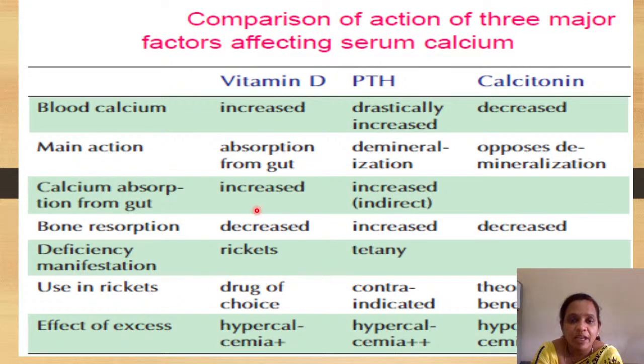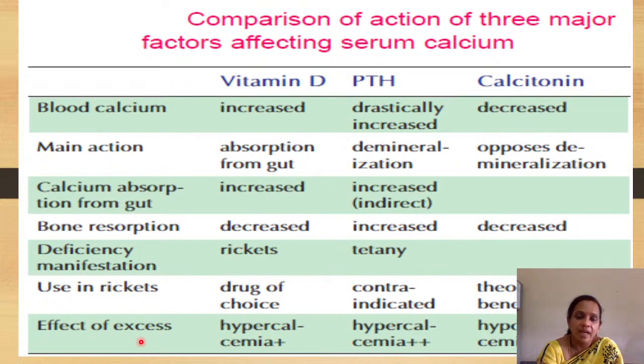In rickets, vitamin D is the drug of choice. PTH is contraindicated because it will further deteriorate the mineralization; it will cause demineralization of the bone. So it has to be completely avoided. We can to some extent give calcitonin, but how beneficial it is, we don't know. Theoretically, because it helps in mineralization, it is required, but practically, how useful it is, we don't know.